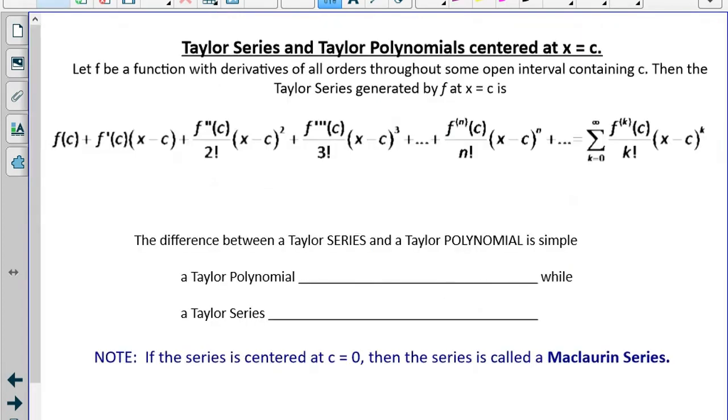Taylor series and Taylor polynomials centered at x equals c. So this is the definition. This is what a Taylor series is. The Taylor series is like an approximation of some sort of function. We take the value of the function at c, and then we add the derivative evaluated at c times x minus c. Then we have the value of the second derivative evaluated at c divided by 2 factorial times x minus c squared.